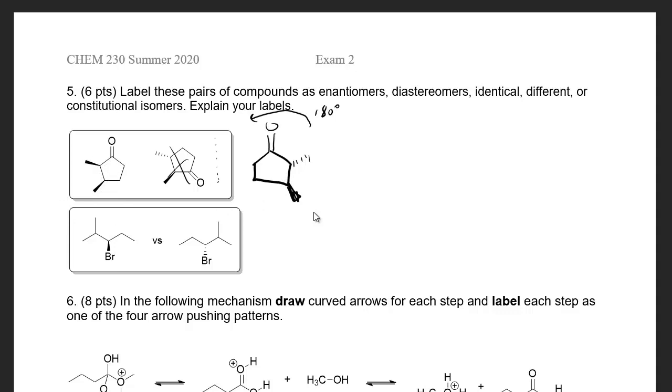So by definition, not all the stereocenters are the same, so they're not identical. Not all the stereocenters are opposite, so they're not enantiomers. They're not different compounds. They have all the same connectivity, same functional groups. They're not constitutional isomers. Again, they have the exact same connectivity. For this, these are diastereomers for all the reasons mentioned.